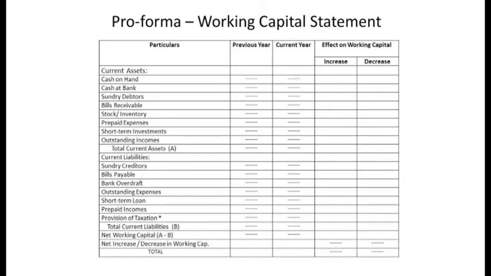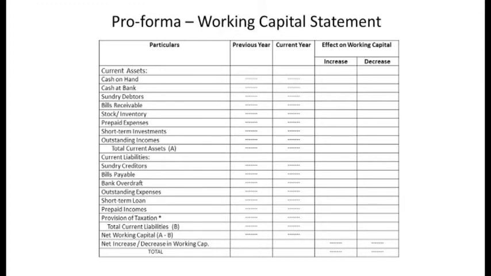Under the heading current assets: debtors, cash and bank balance, stock, any outstanding incomes, bills receivable. These are the current assets. The current assets are recorded in this way. This is total current assets, A.